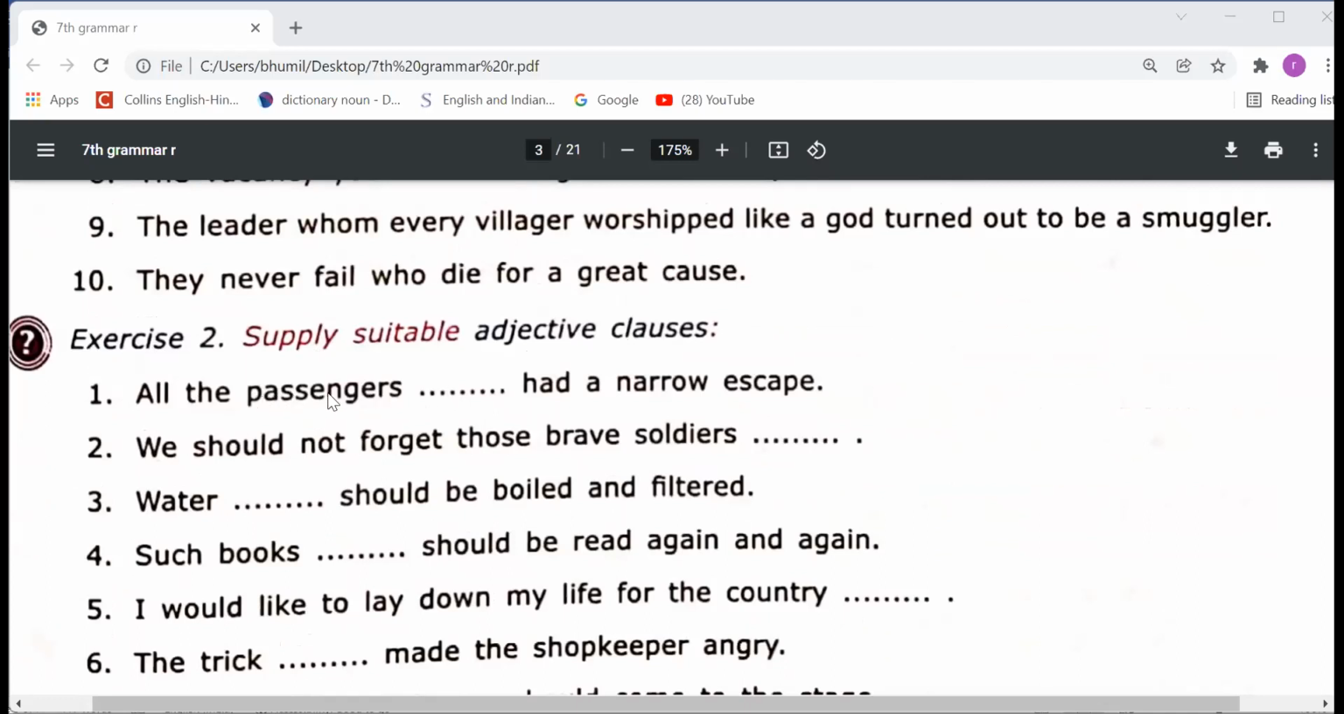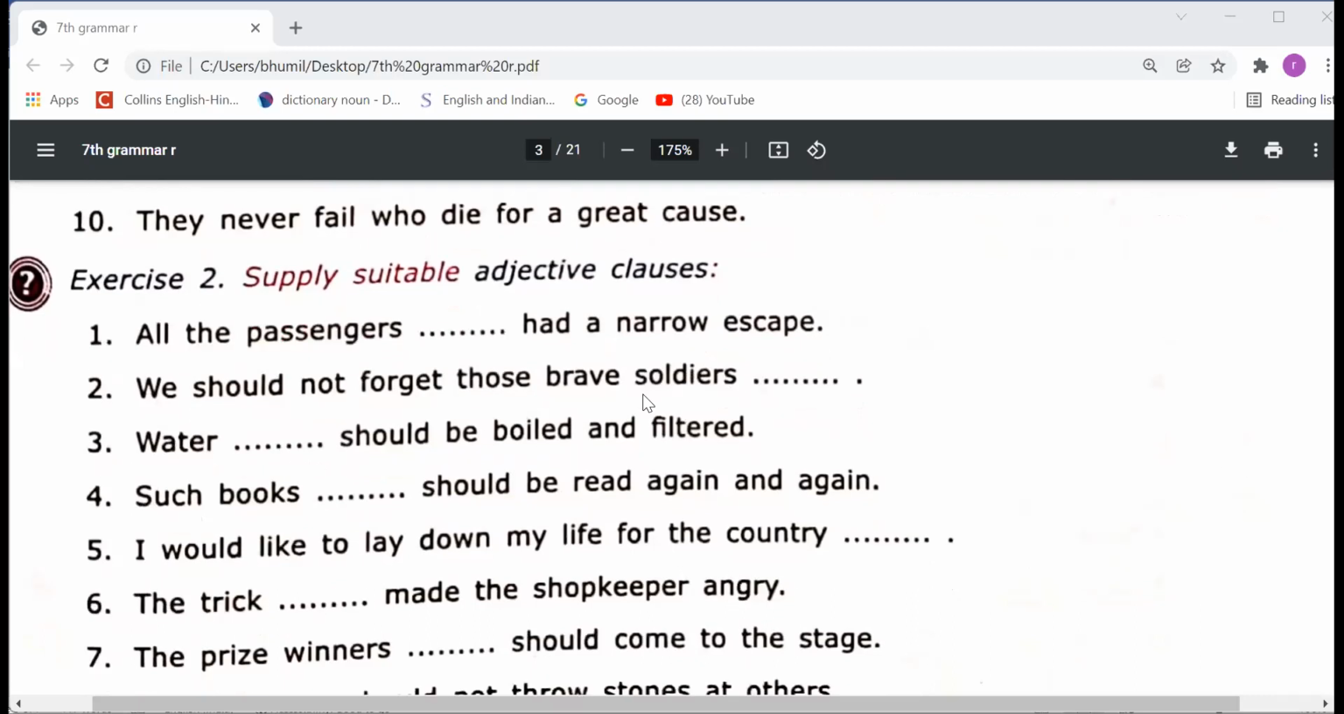Sentence is that, all the passengers dash had a narrow escape. So we can write here, all the passengers who were traveling by the train had a narrow escape. And apart from this, another answer you can also fill, okay, according to your sense and according to your intelligence.